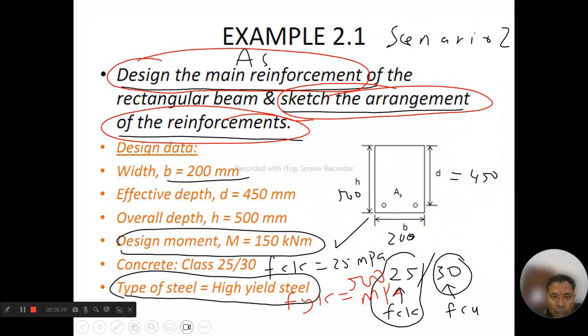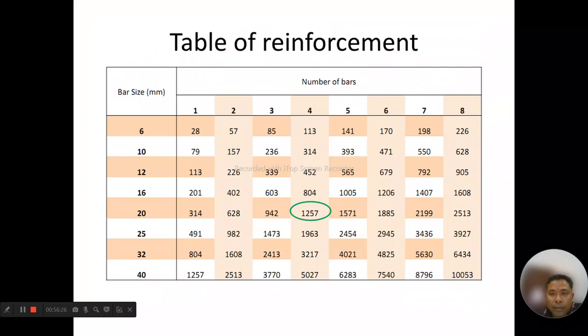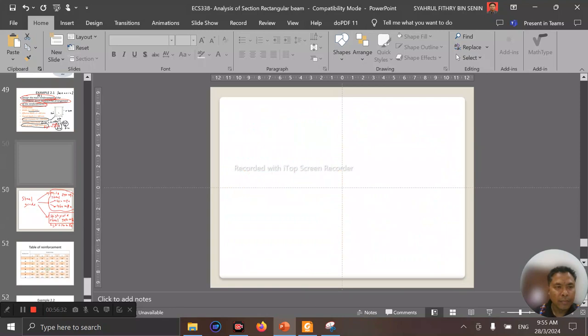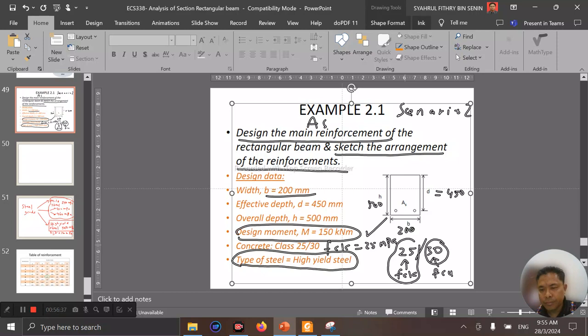Sebab soalan ni dia tanya apa? Dia tak bagi tahu sebab dia nak cari luas kan. So ini contohlah kalau nak pakai 4 batang besi 20 mm. Okey. So macam ni kita nak selesai ni. Kita kena selesaikan. So saya padam semua ni. Okey, saya kena pinjam gambar ni.